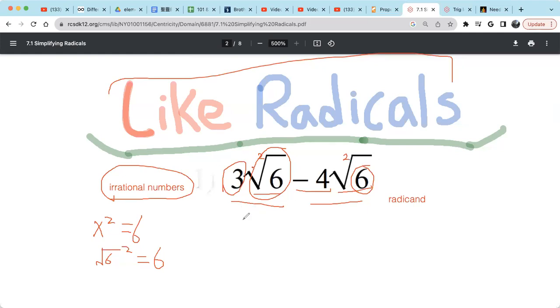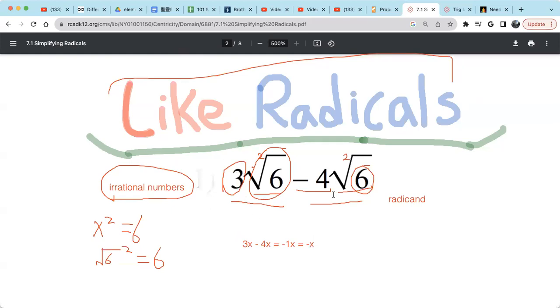So what do we do? We just subtract 3 minus 4. You think about 3x minus 4x, we get -x, right? If we do have 3x minus 4x, we know that's -1x, but normally we don't bother to write the 1, just write the -x. Same idea. When we deal with irrational numbers, we do the same thing.